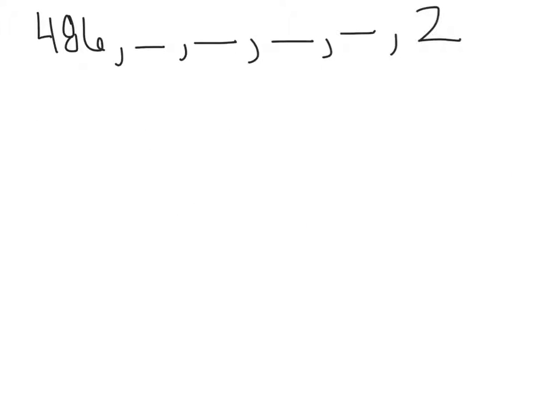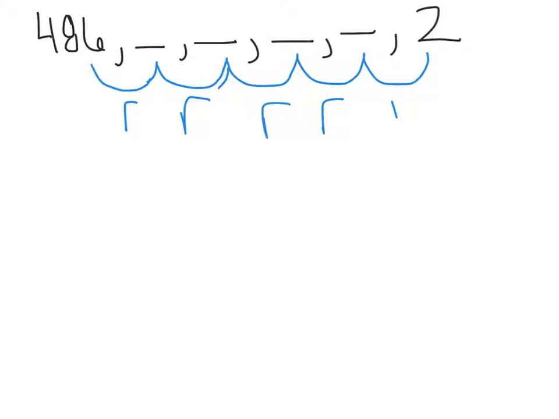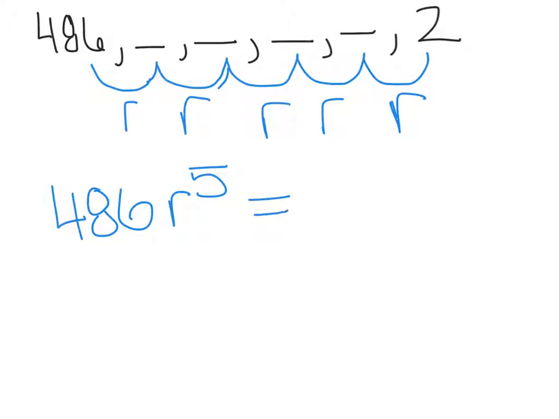Okay, so problem number 11 says 486 and then has 1, 2, 3, 4 blanks and then goes to 2. And I want you to fill in the blanks. So what we have to know is that we multiplied by something 1, 2, 3, 4, 5 times, and that's something we call r. So if I wanted to write an equation, I started with 486 and I multiplied by r, 1, 2, 3, 4, 5 times. And when I did that, I got to 2.